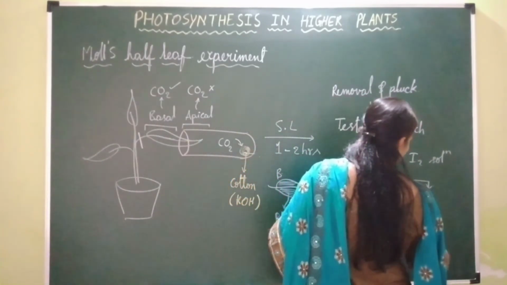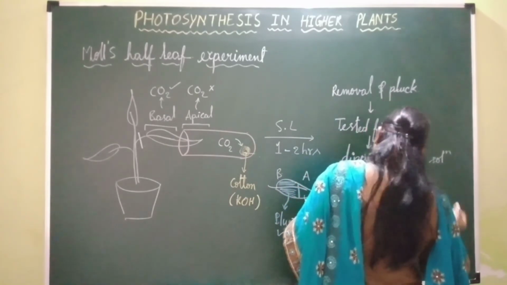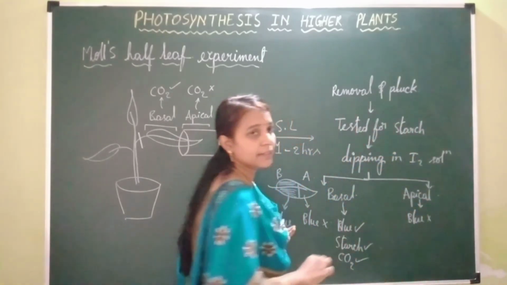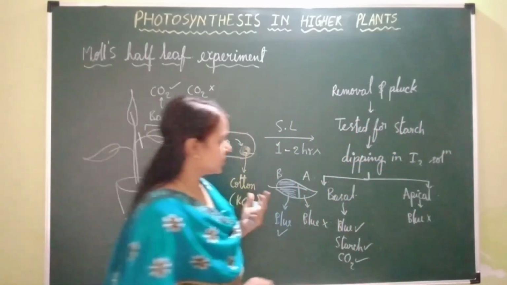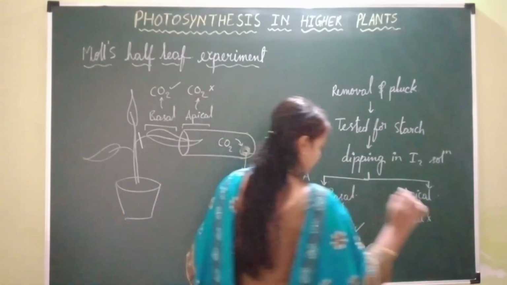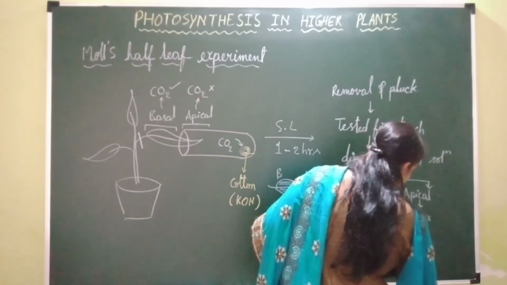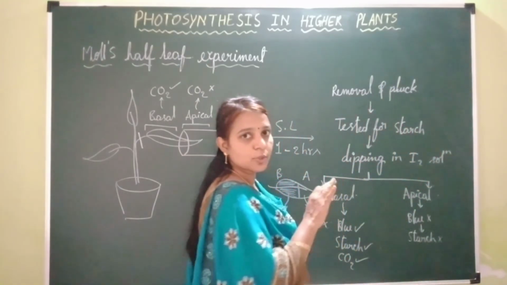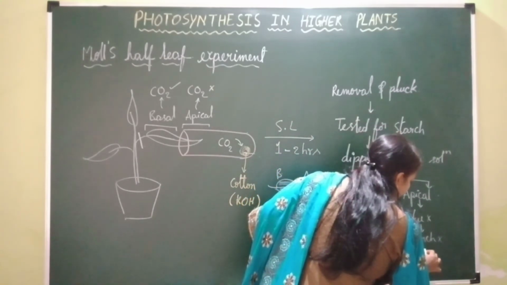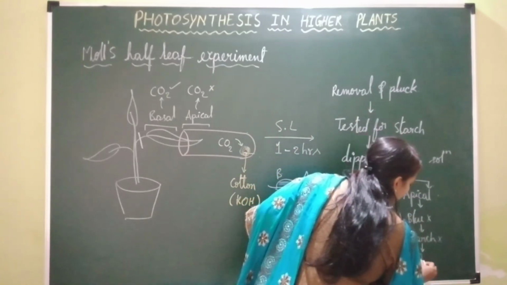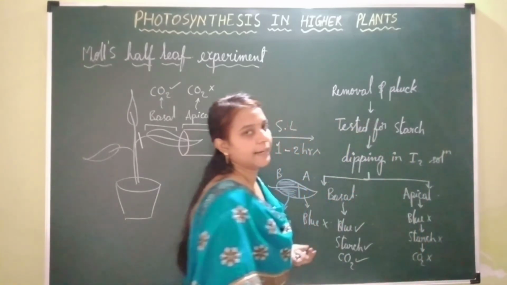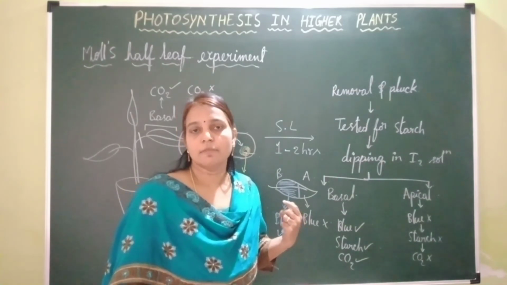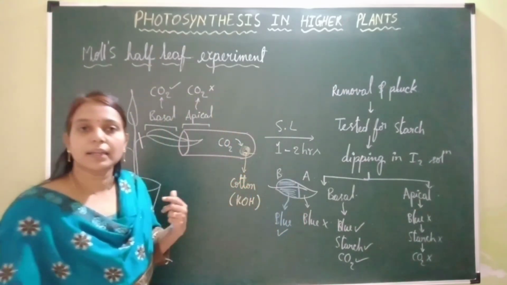Whereas in the apical part, there is no blue colored appearance after it has been tested for starch by dipping it in iodine solution. That means starch is absent. Why is starch absent? Because photosynthesis has not occurred, as the apical part of the leaf has not been exposed to carbon dioxide. So this clearly shows that carbon dioxide is very essential for the process of photosynthesis to occur in green parts of plants.